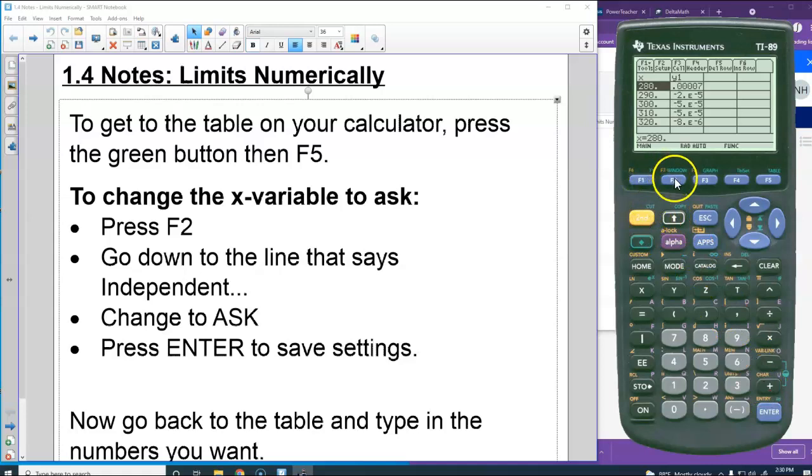So just to show you again, F2, you go down to this line that says independent, click the over arrow, change it to ask, and then hit enter so that it'll save it. So now I'm not even sure what function I have in my Y1 here, but if I type in 2, it'll give me the value at 2. If I want to type in 30, it'll give me whatever the value of the function is at 30. So I can just type in whatever numbers I want. Okay, has everybody got that set up?